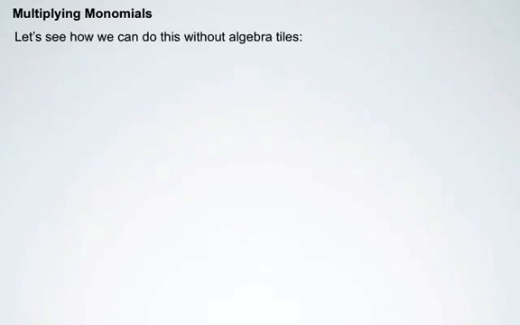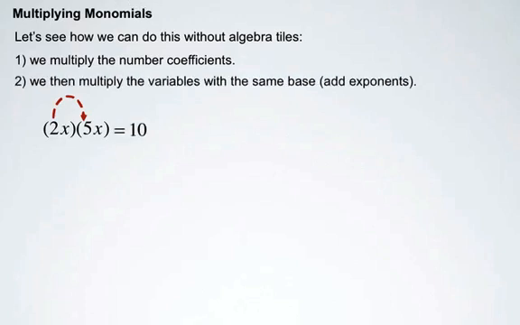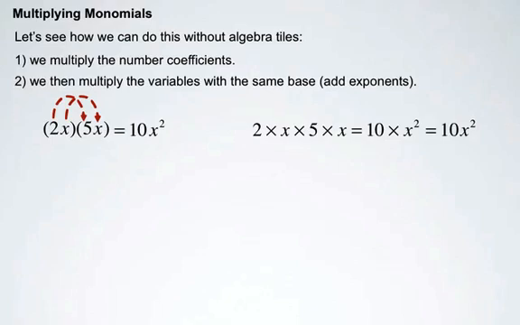So how could we do this without using the algebra tiles to model? Number 1, we multiply the number coefficients. So in 2x times 5x, I multiply the 2 times the 5 to get 10. Step 2 is we're going to multiply the variables with the same base. And the rule for multiplying variables with the same base is keep the base and add the exponents. x to the 1 times x to the 1, 1 plus 1 gives me 2, so the answer is 10x squared. So 2 times x times 5 times x is 10 times x squared, or 10x squared.